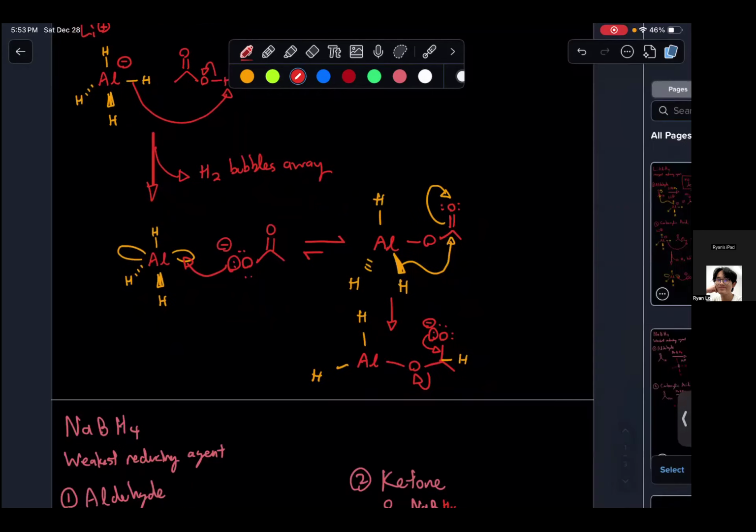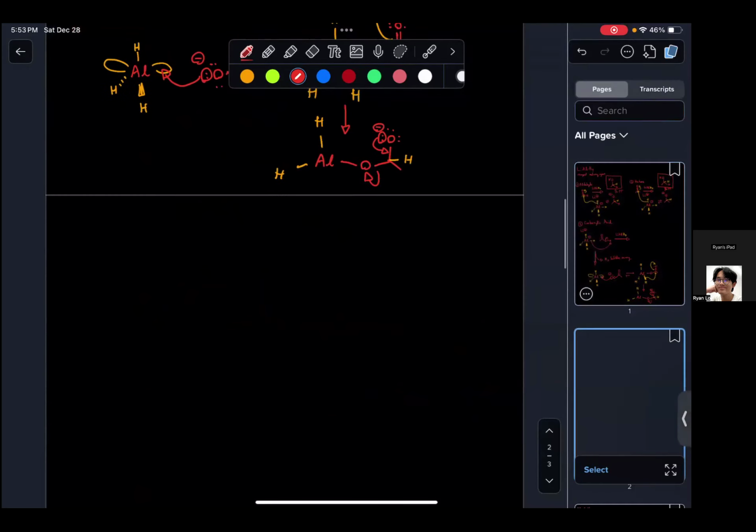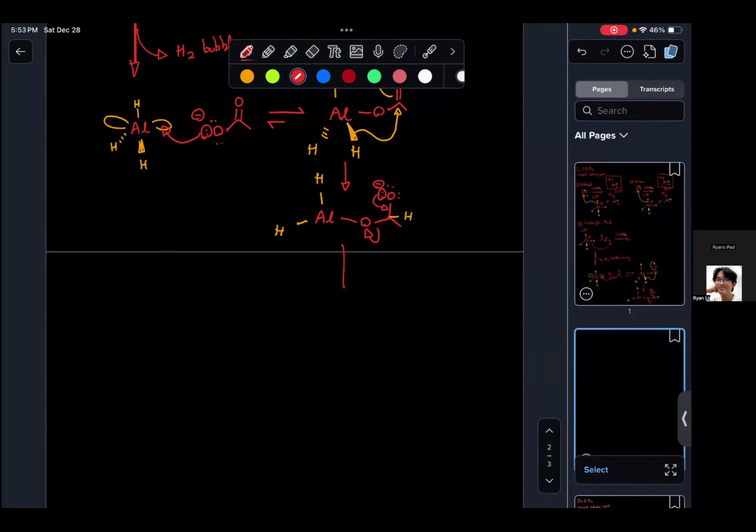And then I'm probably going to give myself a little bit more space here. I totally underestimate space there.